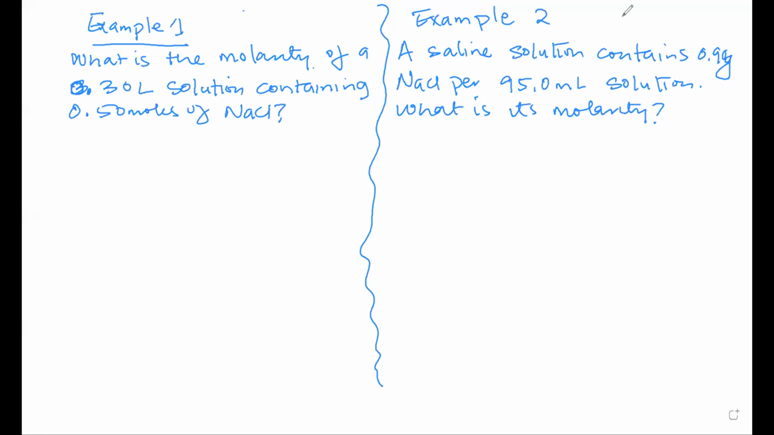Let's look at these examples. Let's start with example 1. What is the molarity of a 0.30 liter solution containing 0.50 moles of sodium chloride? Very easy. It says clearly we are calculating molarity, which is this big M, moles of solid over liters of solution.